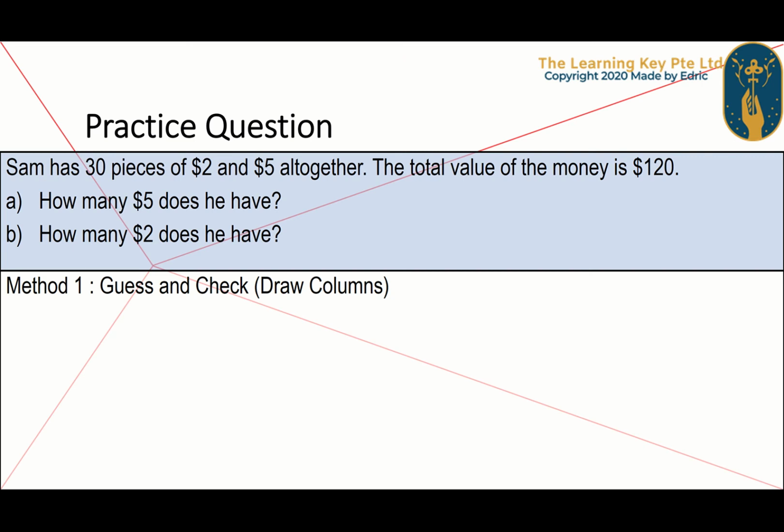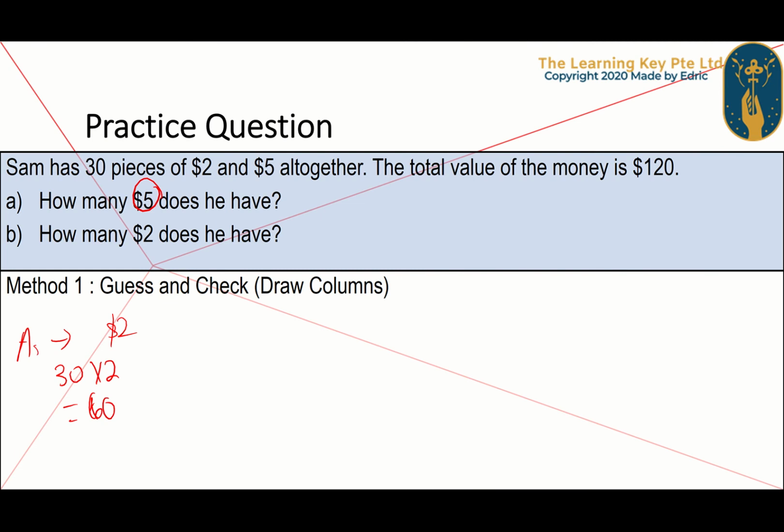So practice question. Please read this question on your own first, okay? Okay, so you should have finished reading this question. So since they asked for $5, let's assume that all are $2, so that we can find $5 in the end. So there are 30 pieces, and let's say they're all $2. It's 60. So this is assume, okay?